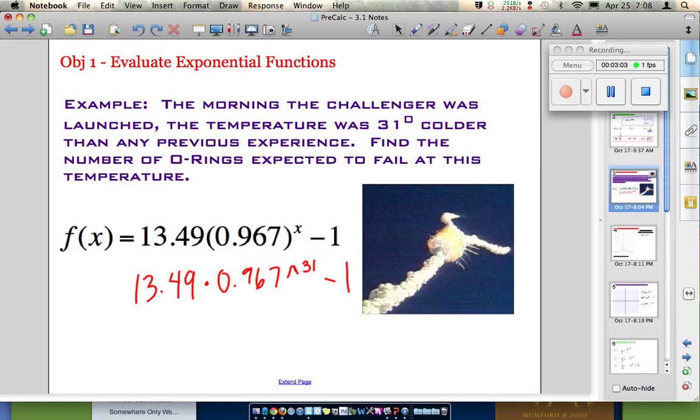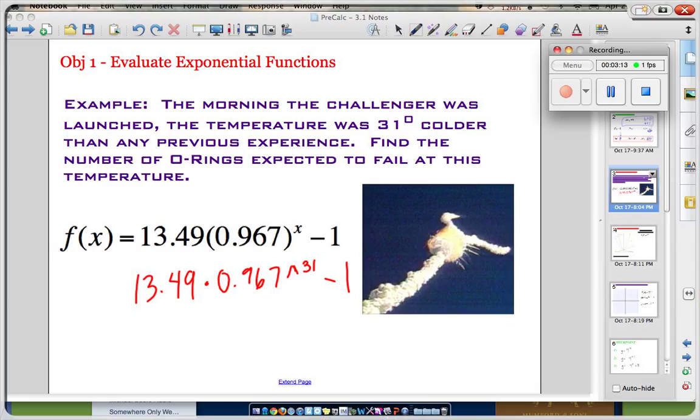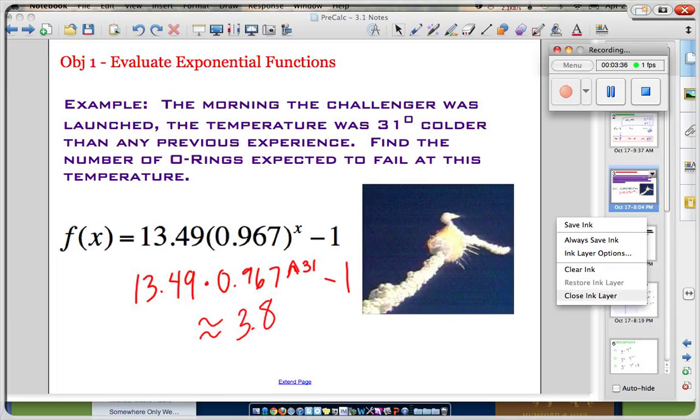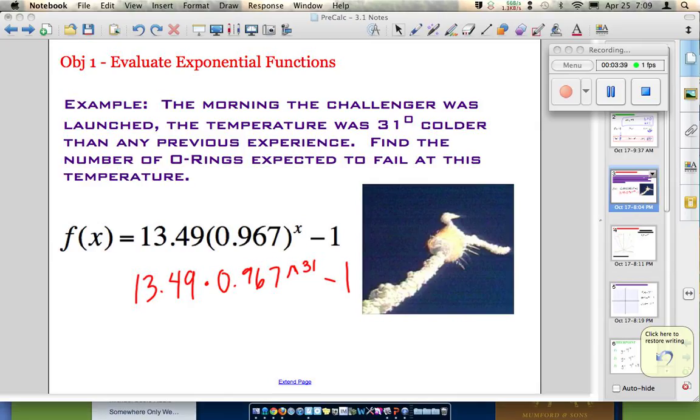So we're going to enter this into our calculator and find out what the value for the function is. Remember that the caret symbol means take it to the power 31, and then we get about 3.8. So the answer, we would say, almost 4. Almost 4 of the O-rings would be expected to fail, and probably 4 would be expected to fail at this temperature. Simple as that. That's a simple application of exponential functions, but let's talk about how we graph them.